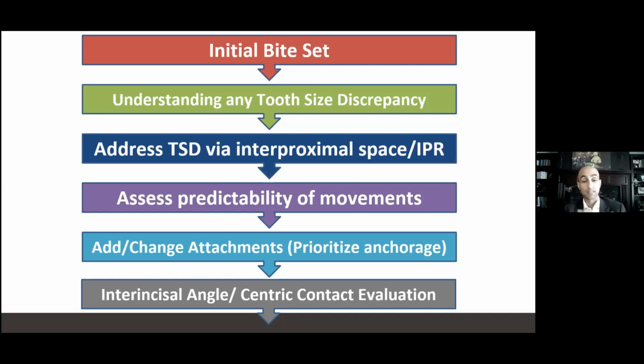Of course, assessing predictability of movements. Remember I said quality of movements: extrusion is probably more effective during retraction of teeth. So if my technician shows all the extrusion occurring during proclination, but then shows the incisors coming back at some point during treatment, I'm going to say, please show the extrusion during retraction, not during proclination. So look at those nuances: adding or changing attachments, prioritizing anchorage in how you design your attachments. And lastly, looking at the interincisal angle, because it almost always needs to be overtreated.